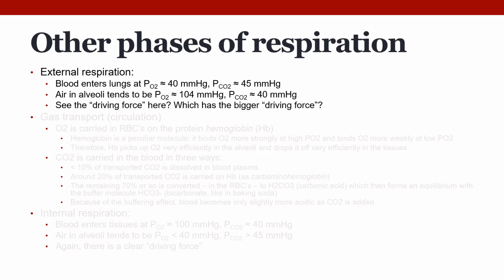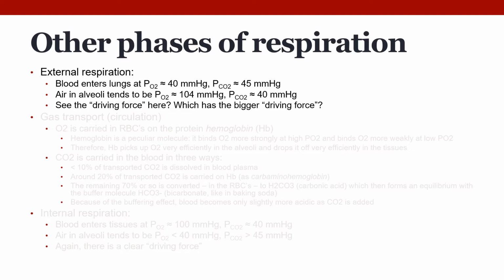Okay, so if you're following along with my last presentation, this is basically phases 2 through 4 of my 5 phases of respiration: external respiration, gas transport, and then internal respiration. In the external respiration, blood enters the lungs at 40 millimeters of mercury oxygen, 45 millimeters of mercury CO2. You may wonder why we're talking about millimeters of mercury, which are usually a pressure unit. These are what we call equivalent partial pressures.